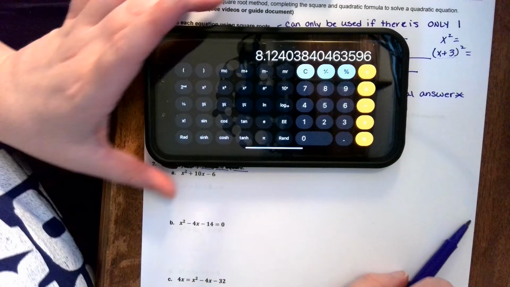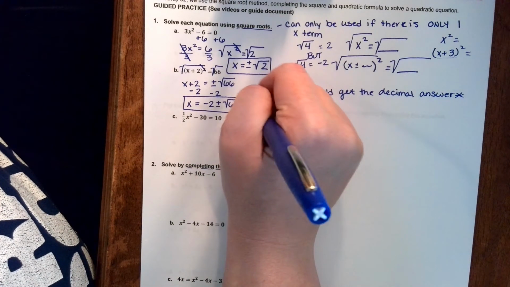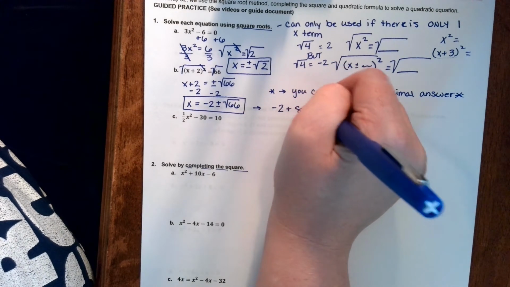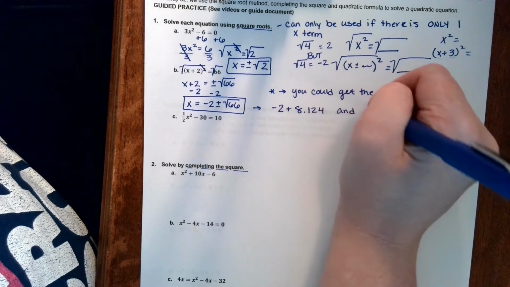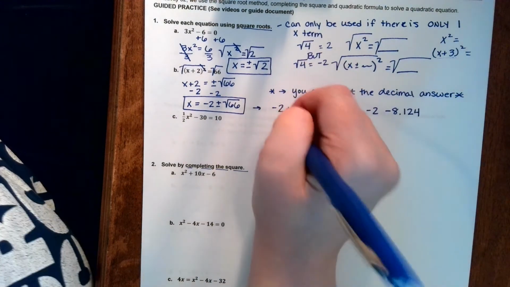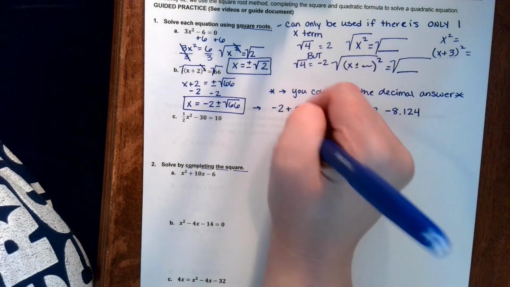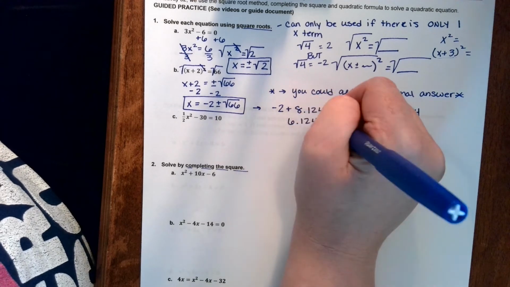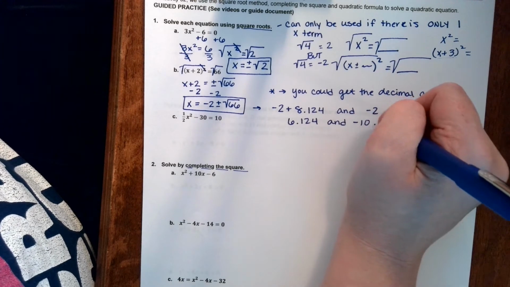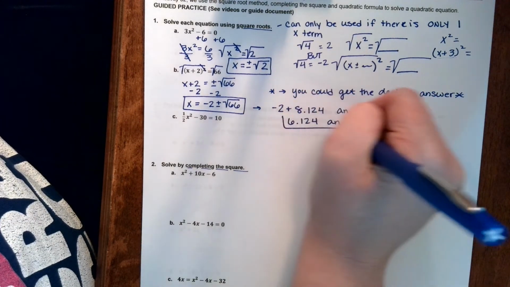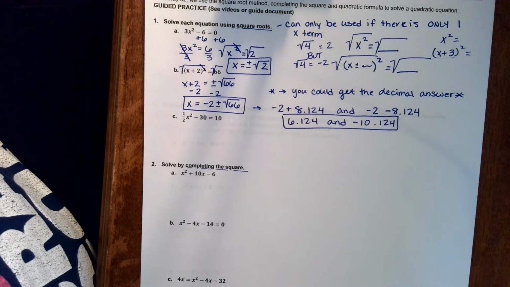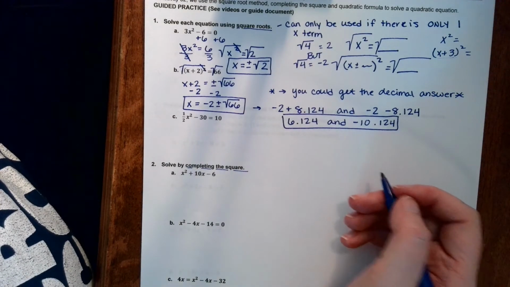We get 8.124. So what I could do is I could do negative 2 plus 8.124 and negative 2 minus 8.124. And this is going to give me 6.124 and negative 10.124. And then you would have 2 decimal answers. So you could go either way with this.